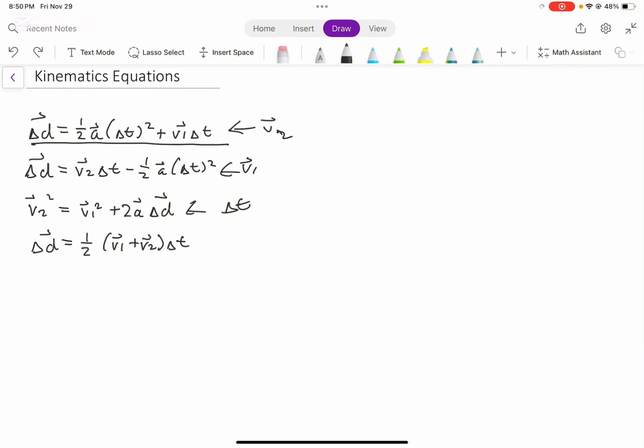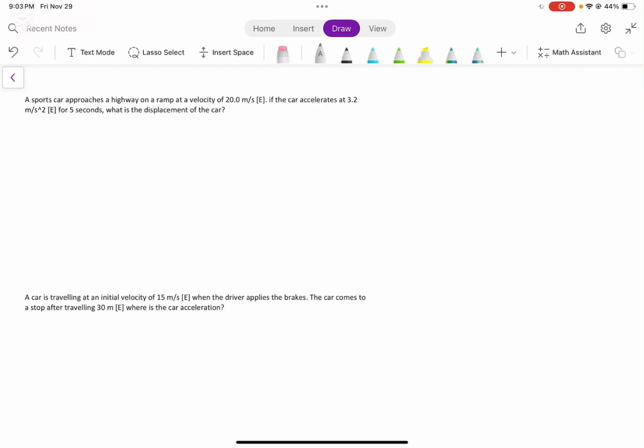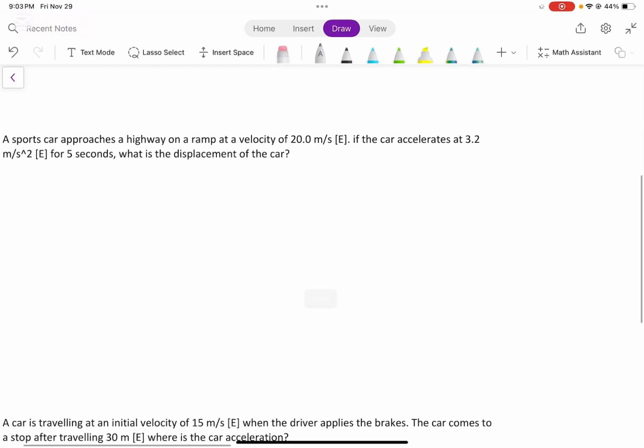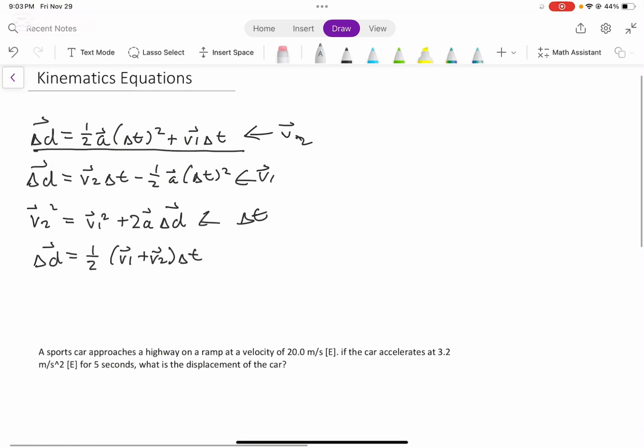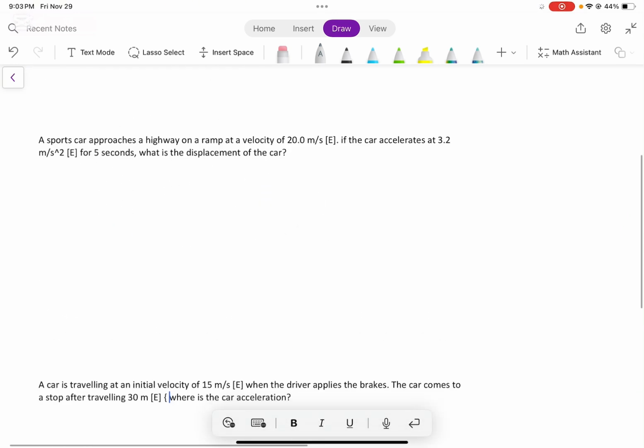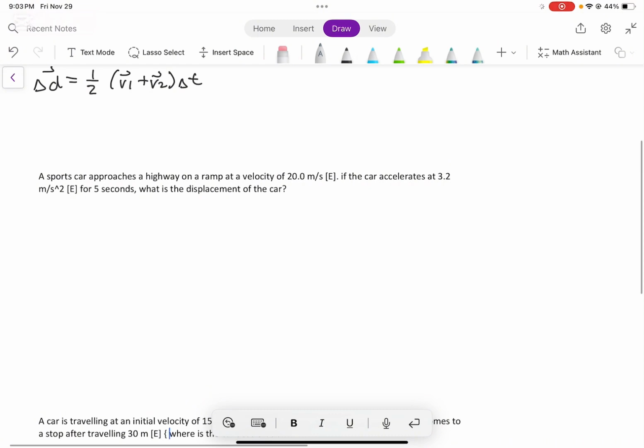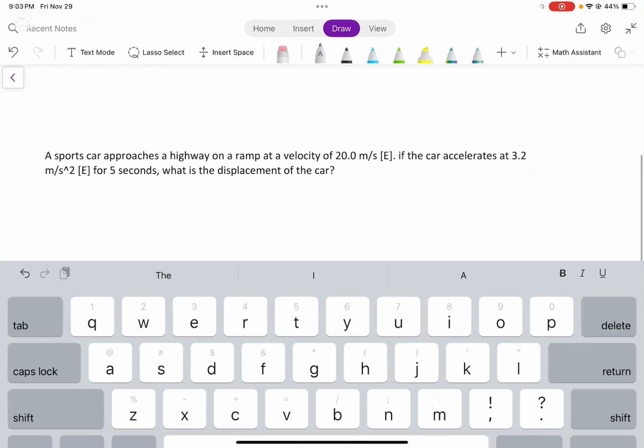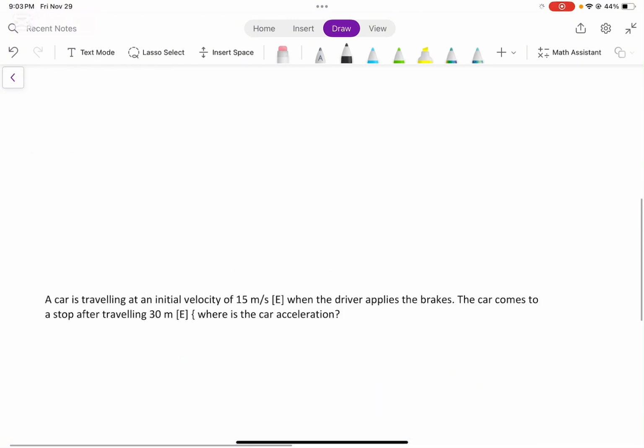But in the next part of this video, we'll take up some questions and look at how these equations can come into play. Okay, in front of me I have some practice problems that we're going to use some of these equations up here to solve. So for the first question, remember we always want to start with the given.